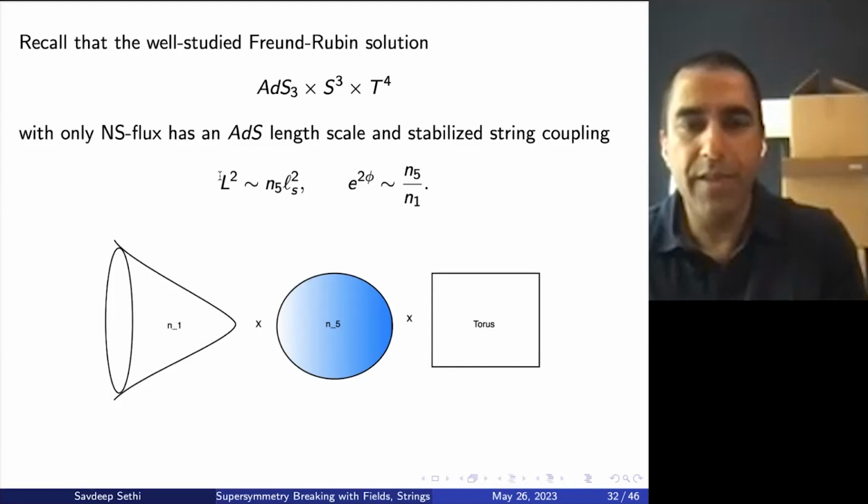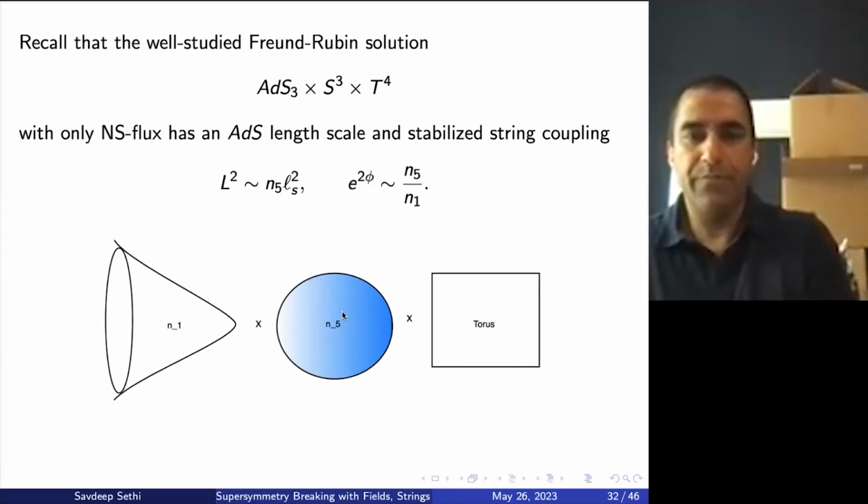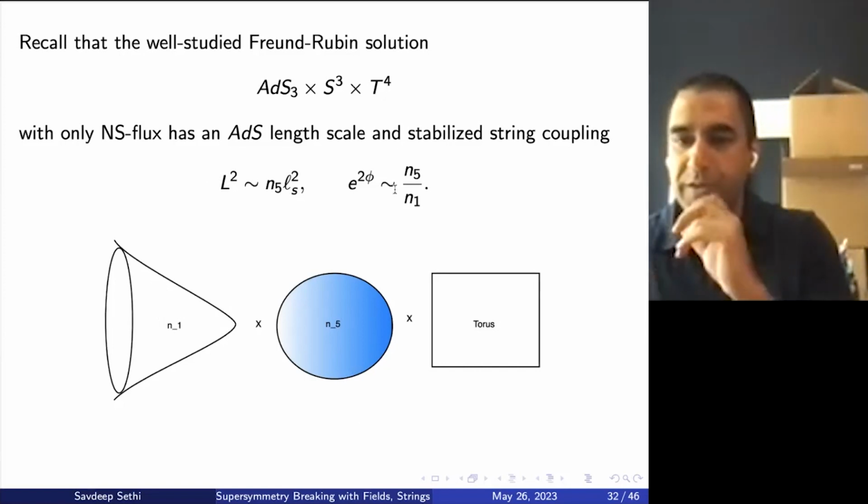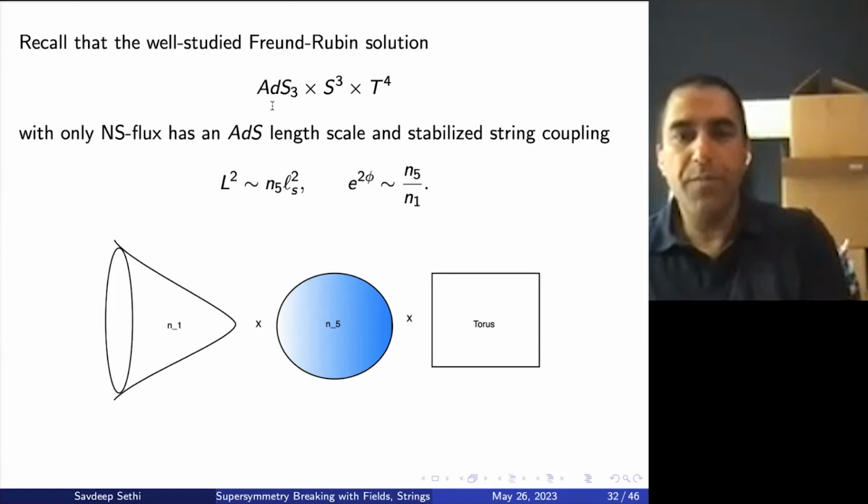It has an AdS length scale L, which is set in terms of the string scale by the amount of flux going through the sphere, N5. The amount of flux going through spacetime, the amount of electric flux, determines the dilaton, which is also frozen. And that's the key point. This background is a background in which the dilaton is not a free parameter. It's actually determined by flux quantum numbers, by this ratio. So we can tune it to be arbitrarily small.